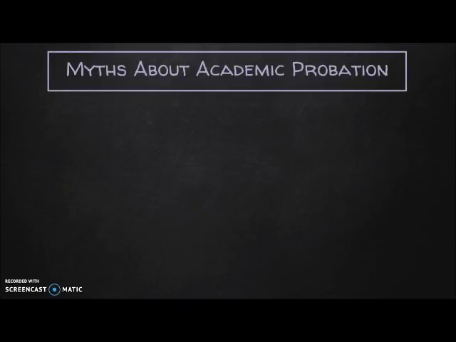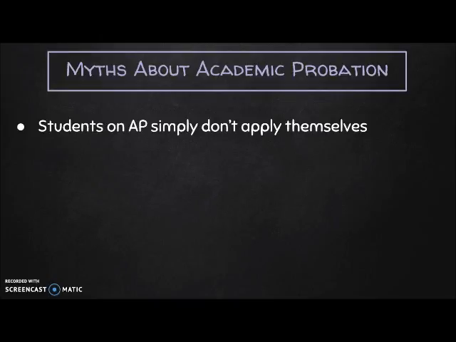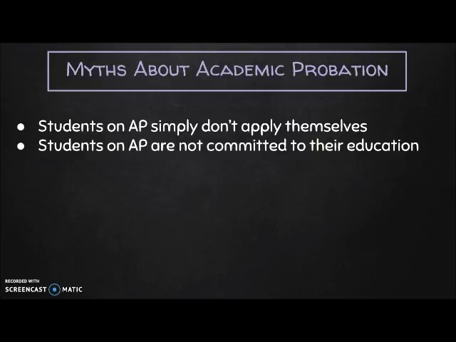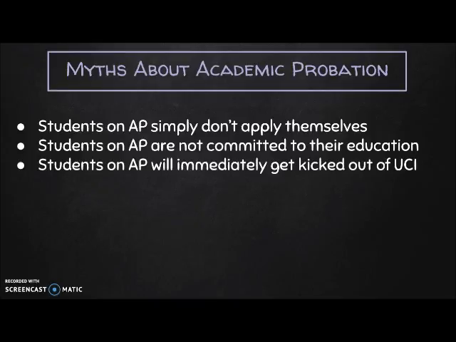So, you might be wondering about academic probation, and here are some myths about it. First, that students on AP simply don't apply themselves. That's not true. Students on AP are not committed to their education. That's also not true because sometimes they are, it just doesn't show in their grades. Students on AP will immediately get kicked out of UCI. That isn't true, since there are levels on AP. Some are more severe and some are less.